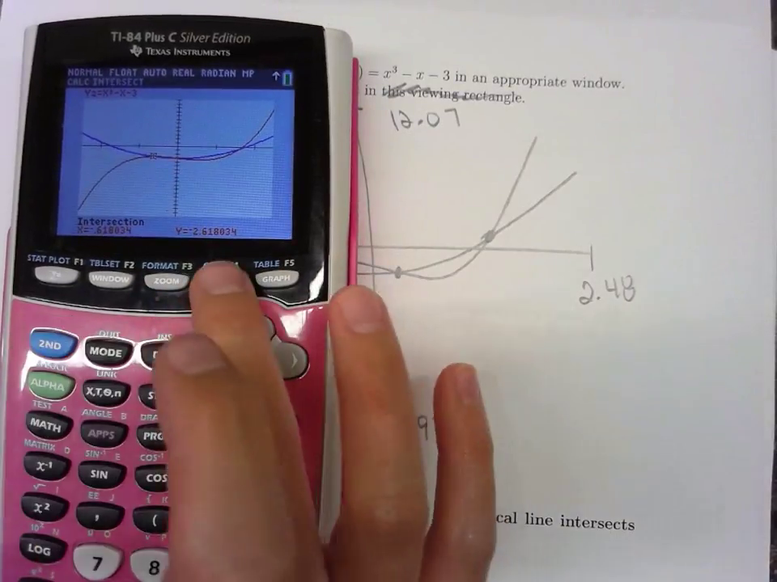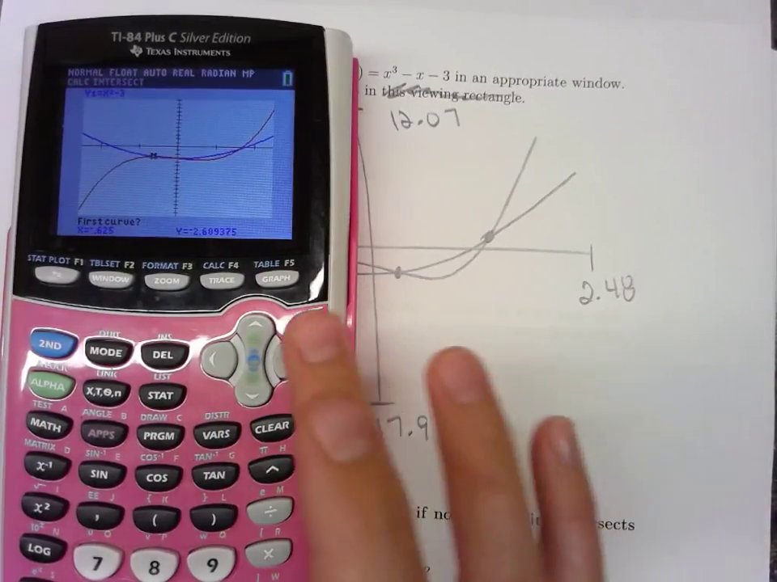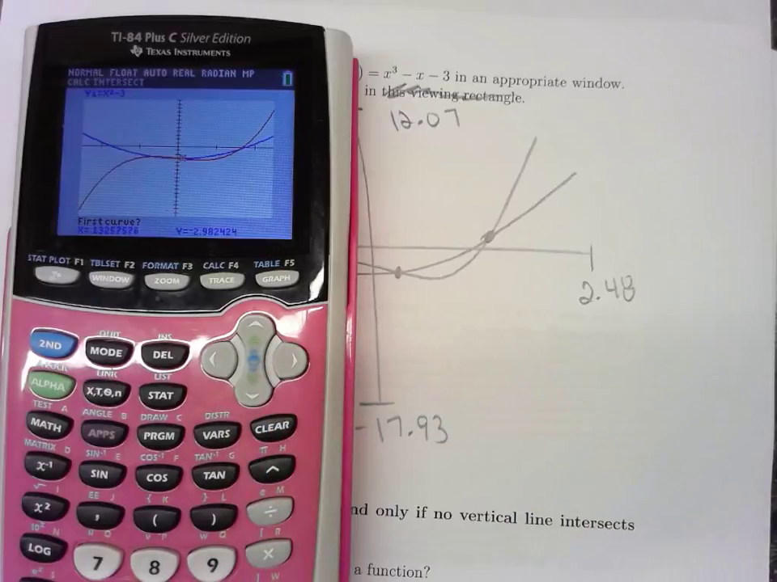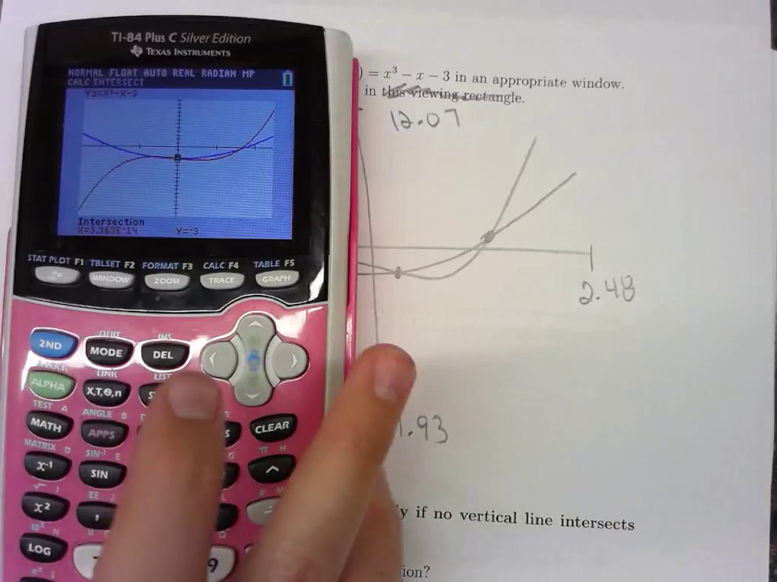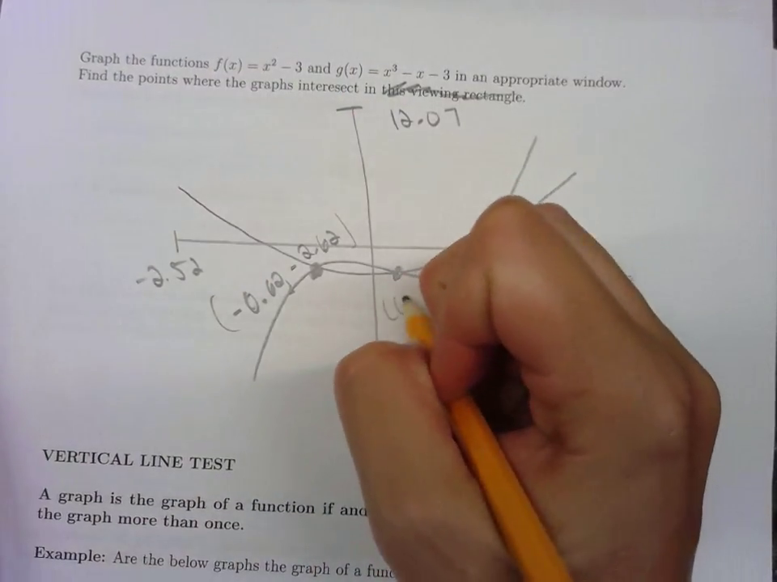Okay, we have another one. So second, calculate, intersect. Okay, again on the first curve, but now I'm going to go around this point. So first curve, second curve, it already jumped there and guess. Now it brings us to that second point, which it looks like is basically 0.